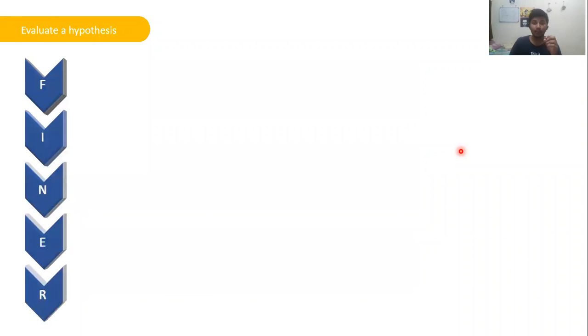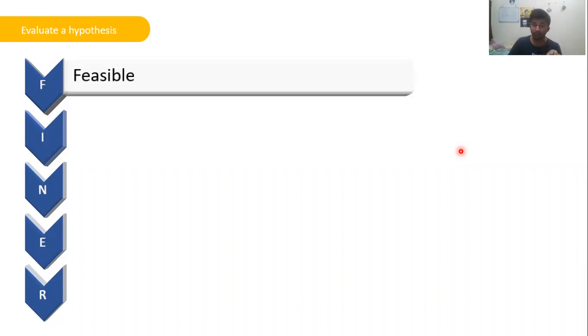What exactly is it? For any hypothesis, once you have written it down, you have to subject it to this criteria. So first of all, F: the research question you have written down has to be feasible. Whatever you want to do, whatever you have hypothesized, is that practically possible or not?